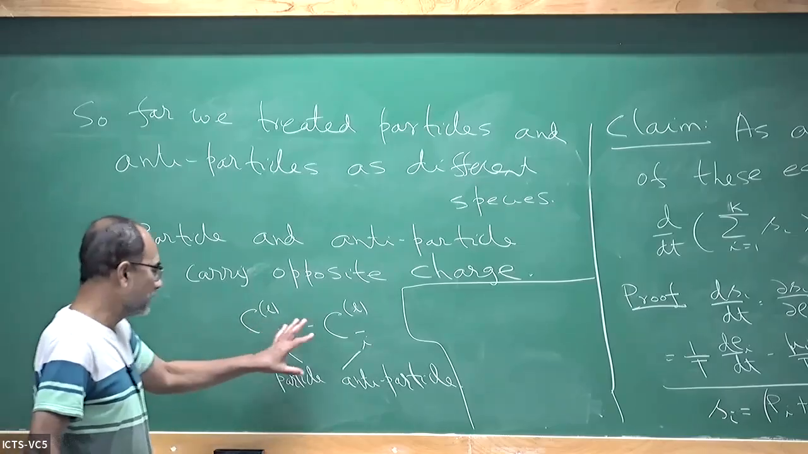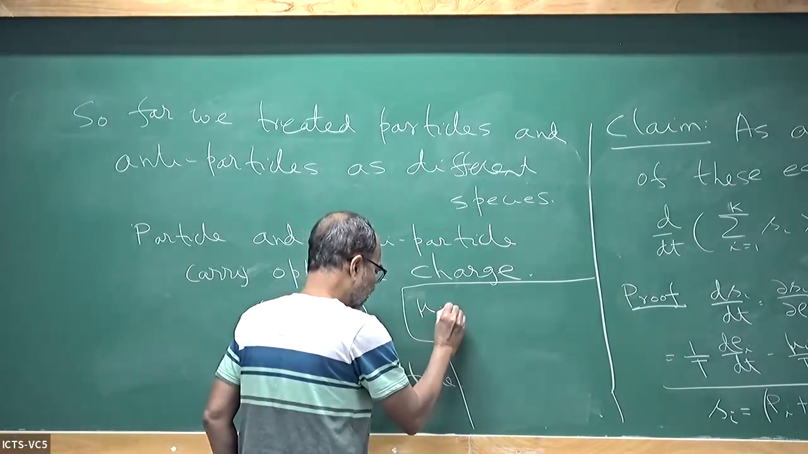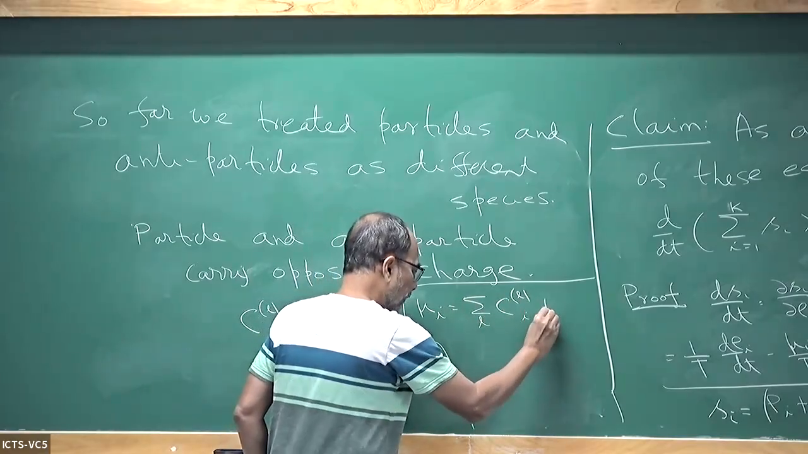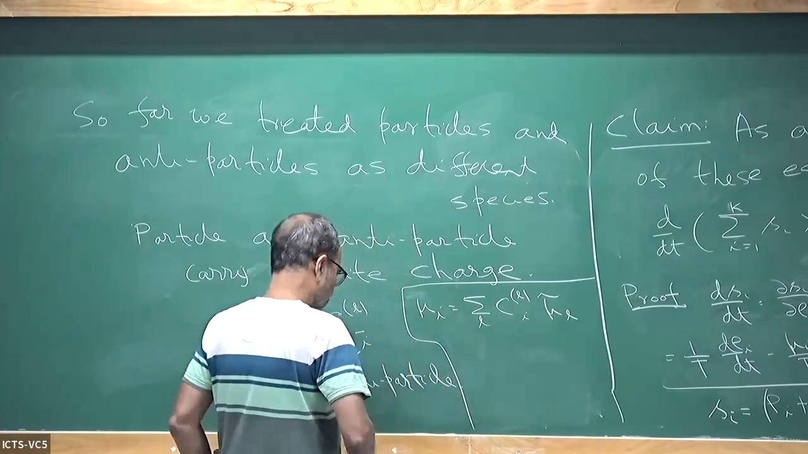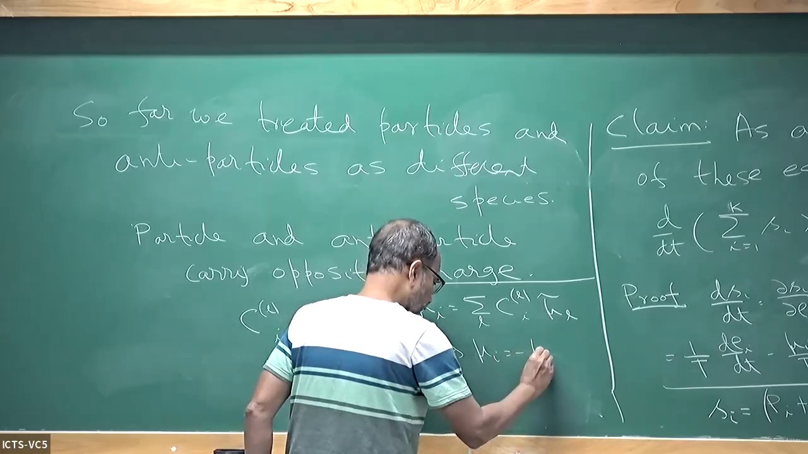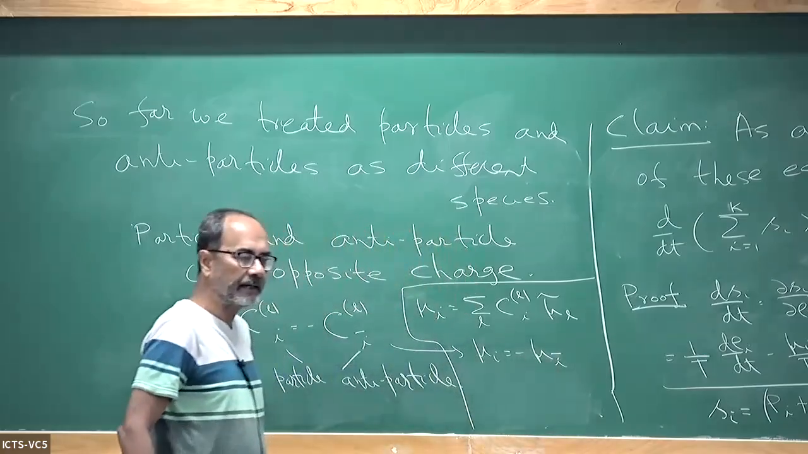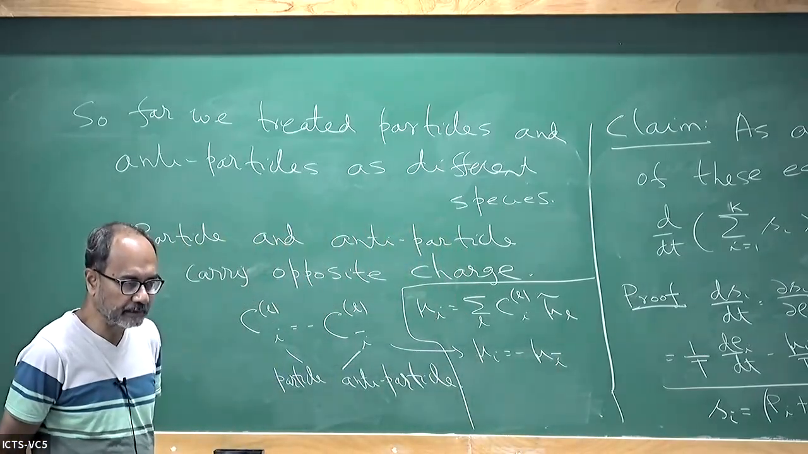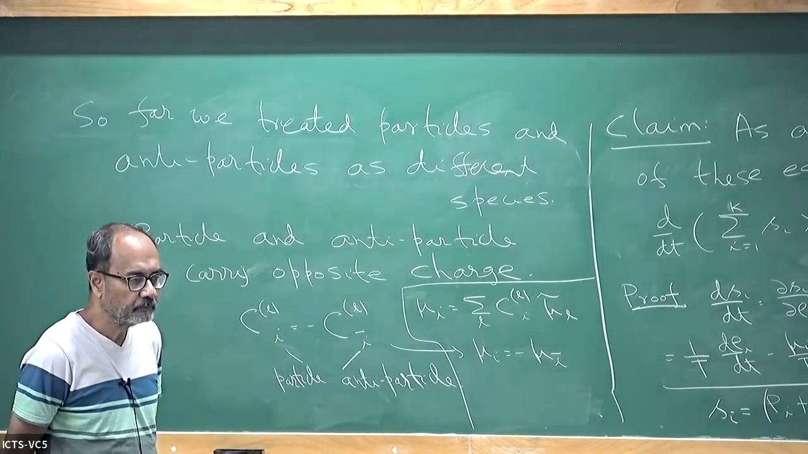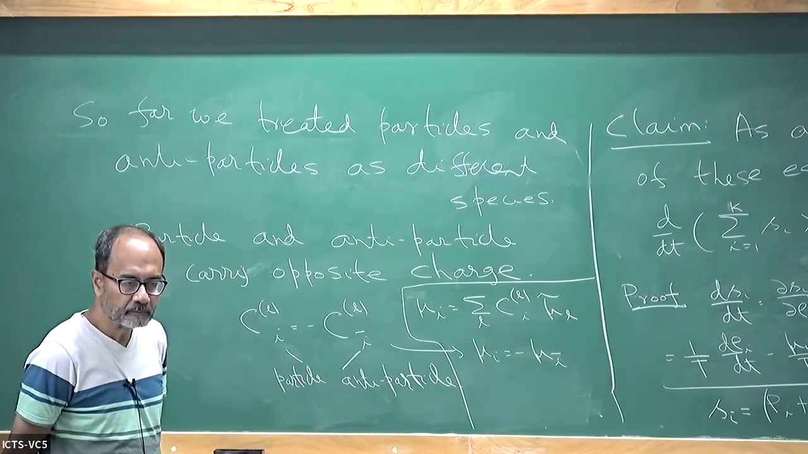So we'll use this, and this means that if you look at the formula for mu tilde mu i, which is the sum over L of C_{L i} mu tilde L, this equation means that mu i equals minus mu i bar. So particle and antiparticle will carry opposite chemical potential in any situation. Is it clear?